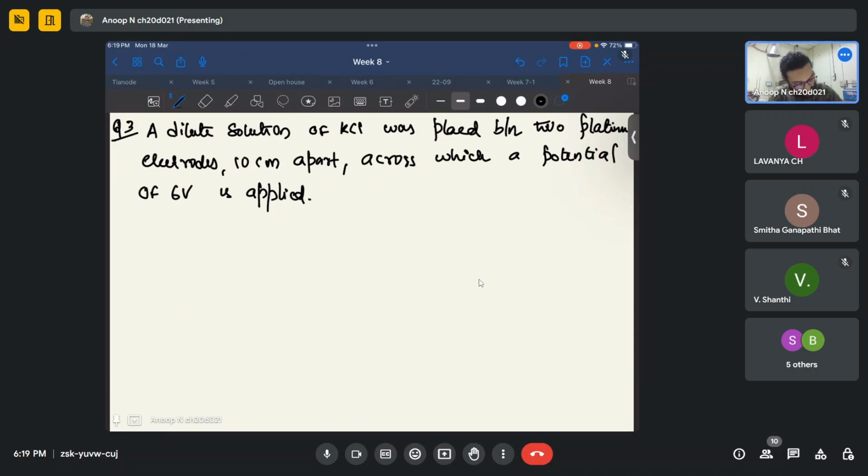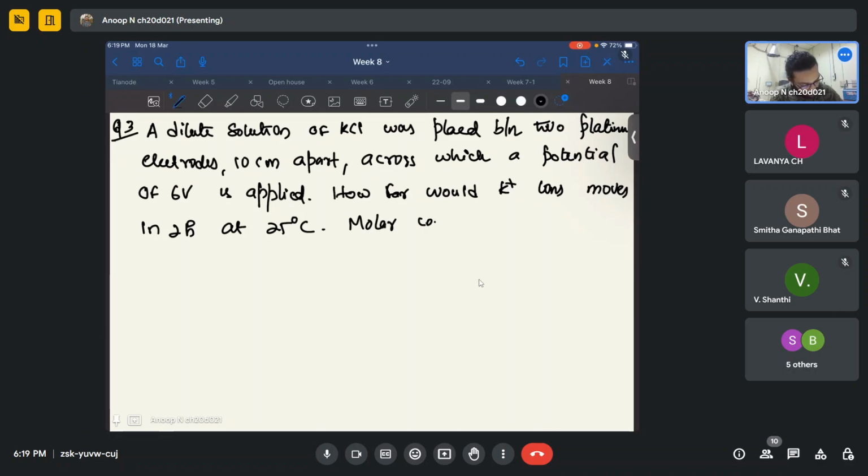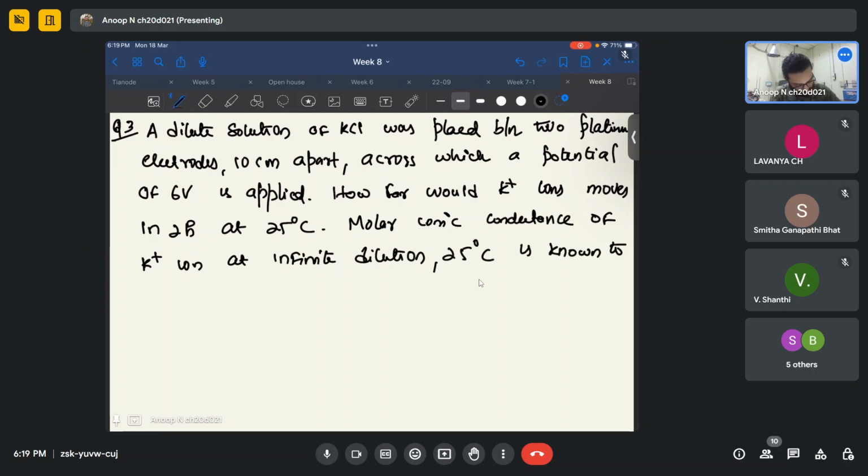How far would K plus ions move in 2 hours at 25 degrees Celsius, given the molar ionic conductance of K plus ion at infinite dilution, 25 degrees Celsius, is known to be 73.52 into 10 raised to minus 4 Siemens meter square mole raised to minus 1. So try to solve it.